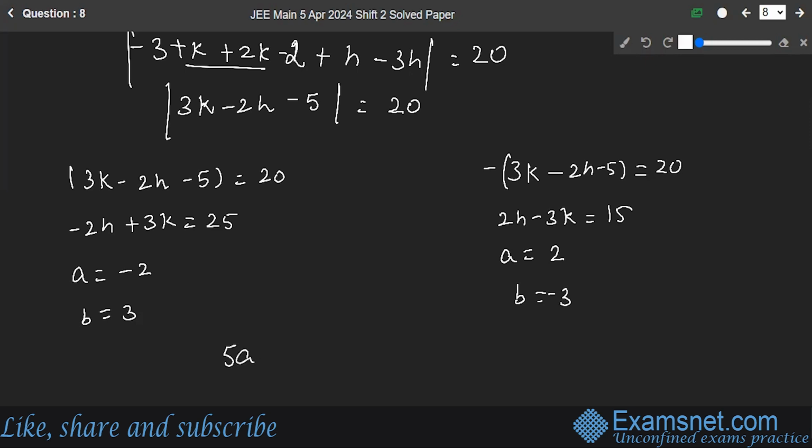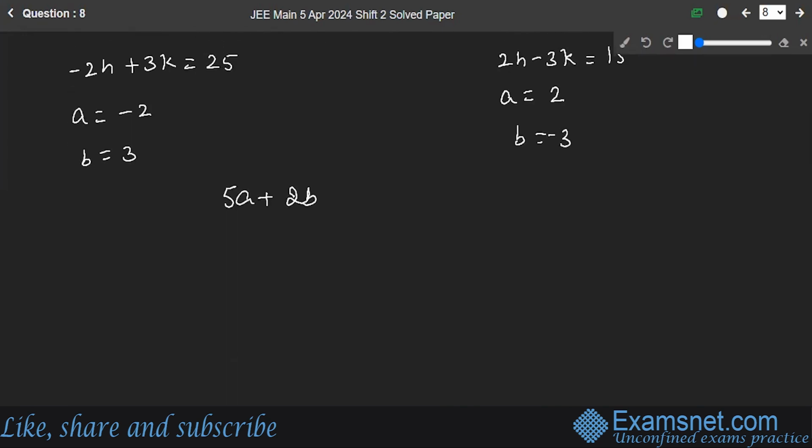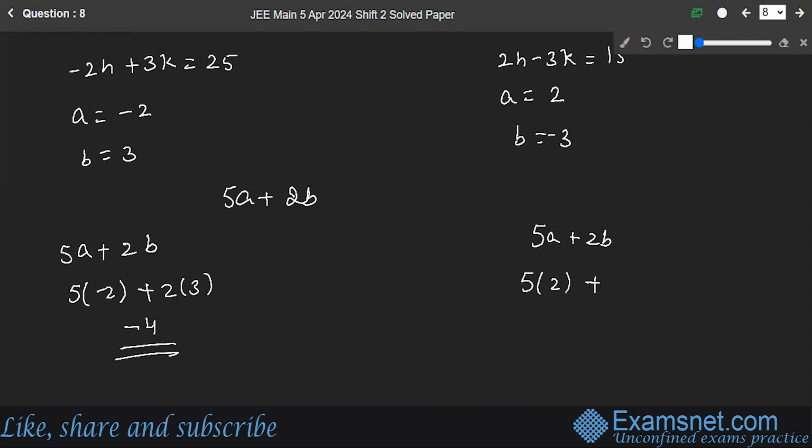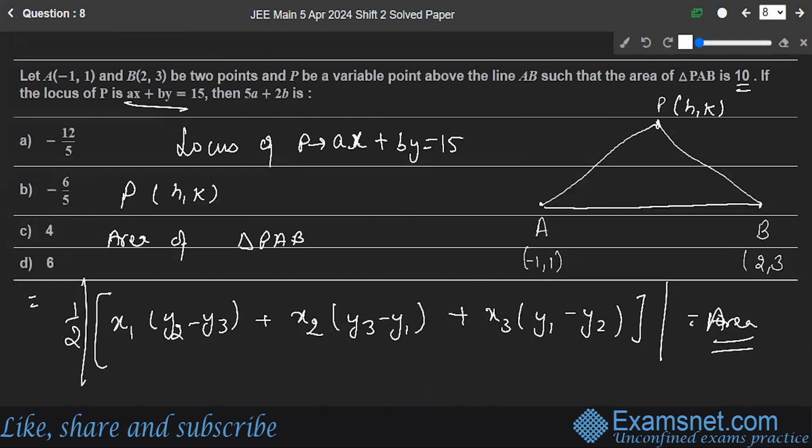So you need to find out 5A plus 2B. So what here will be 5A plus 2B. This will be 5 into minus 2 plus 2 into 3, which is minus 4. Or here it will be 5 into 2 plus 2 into minus 3, which is equal to 4. So these are the two possible answers, 4 and minus 4. And I have 4 in the options. So that makes the option to be the correct answer. Hope you got that. Let's move to the next question then.